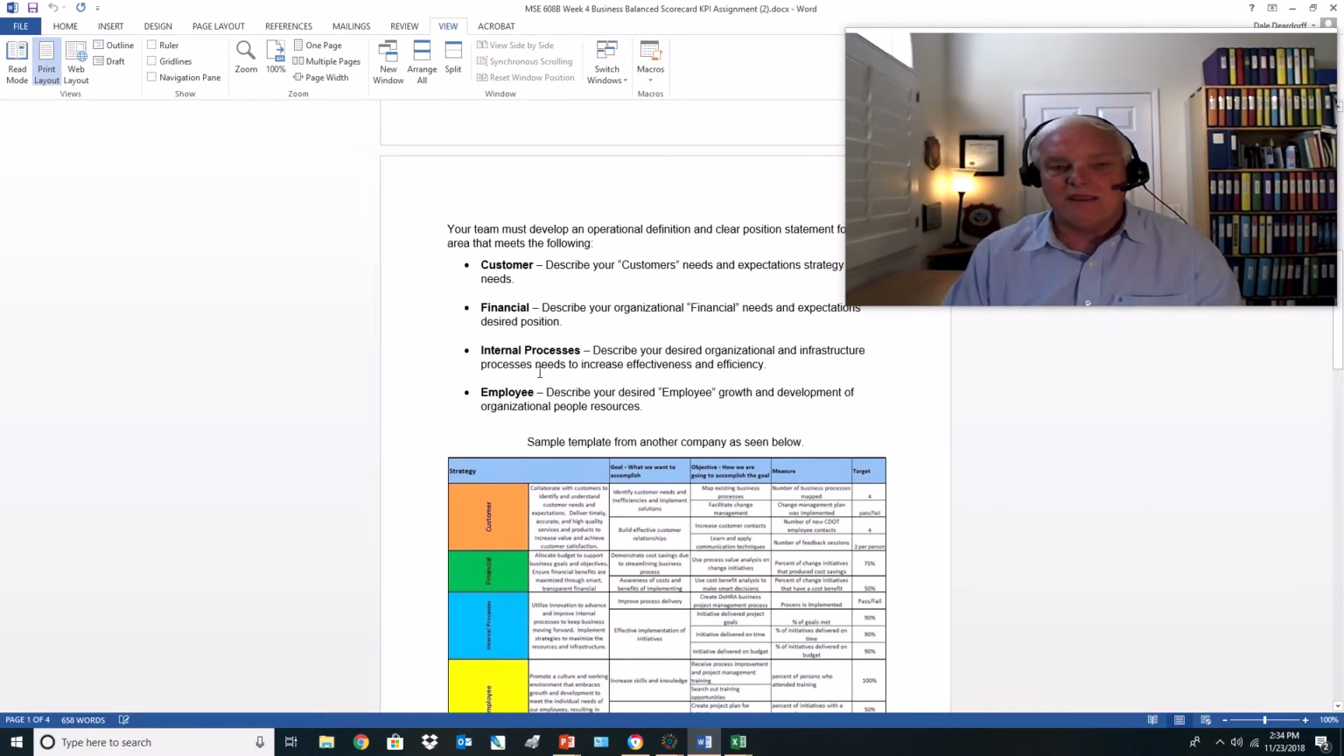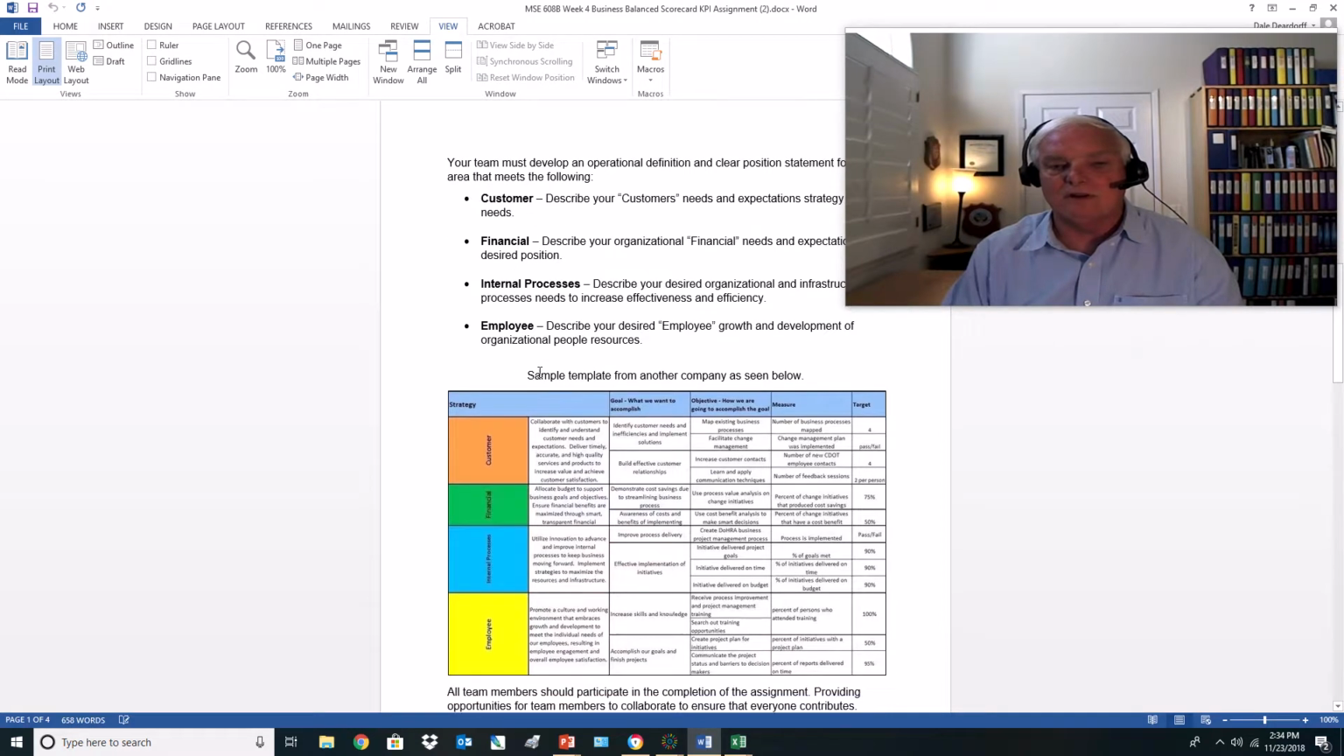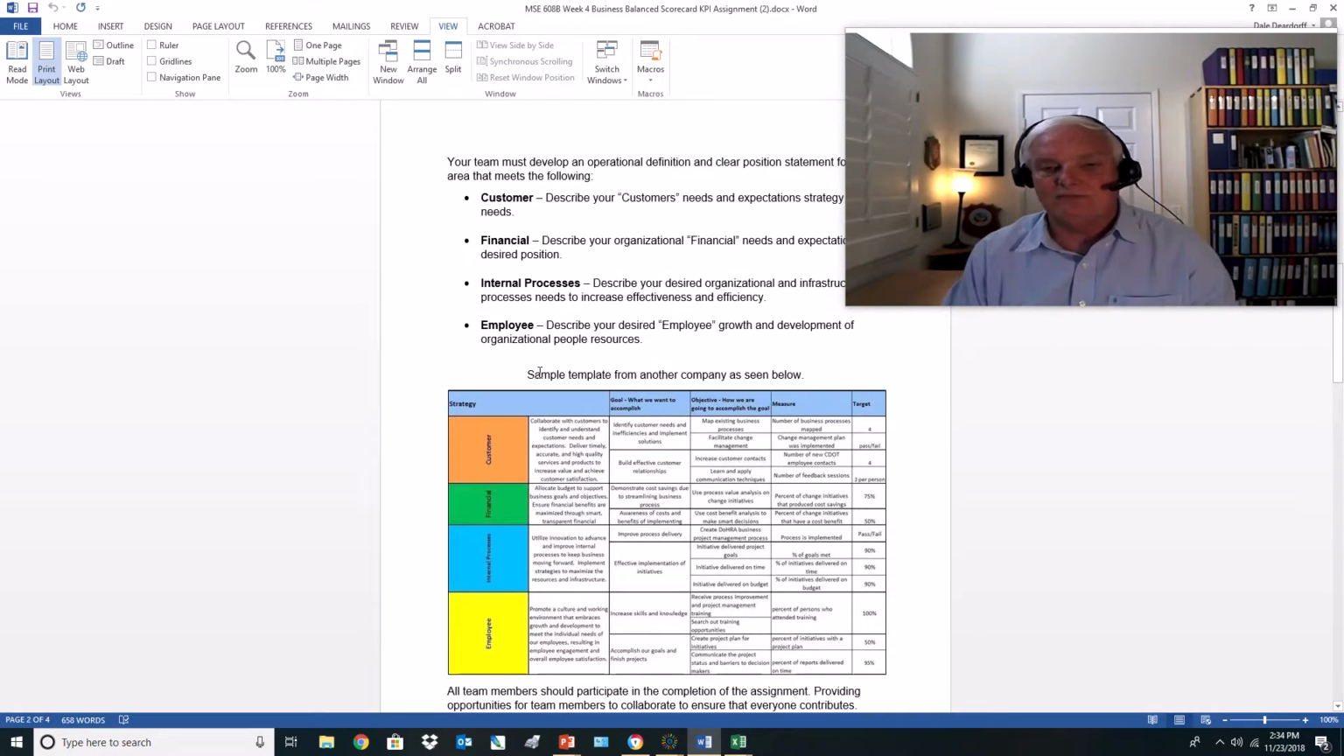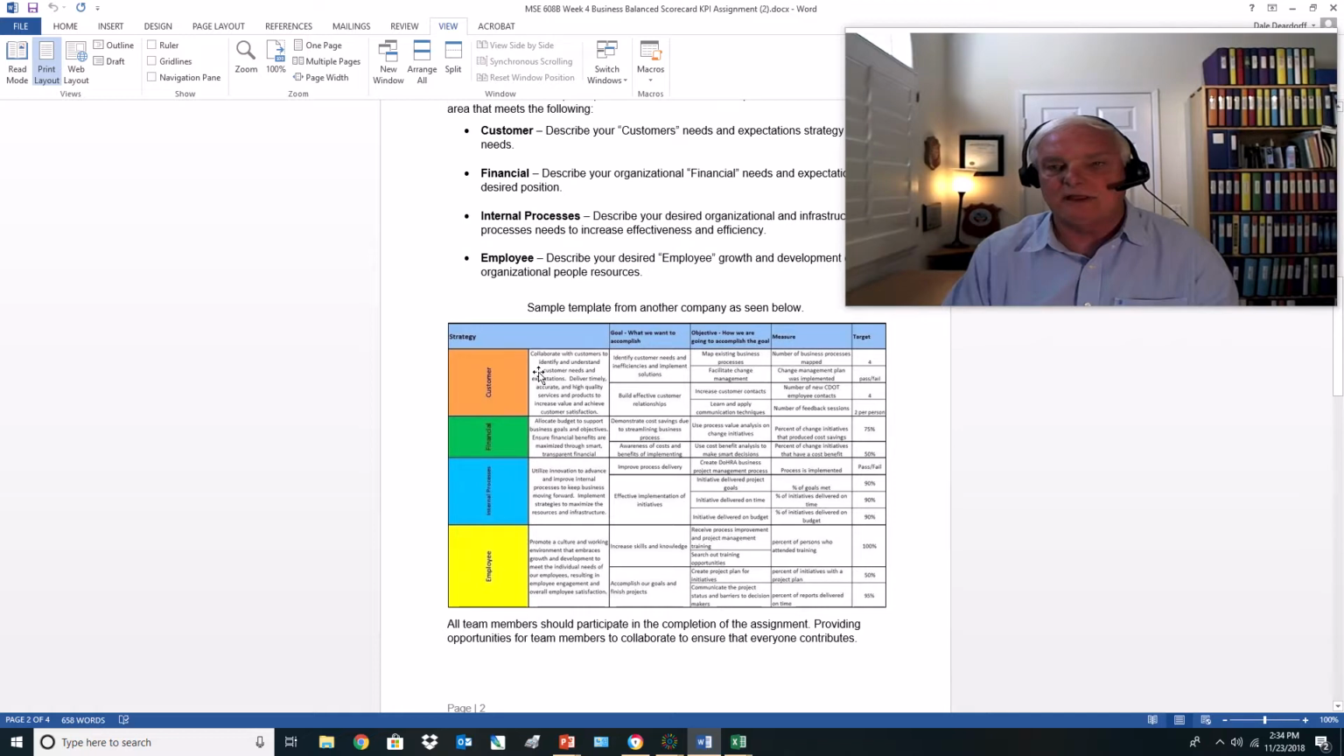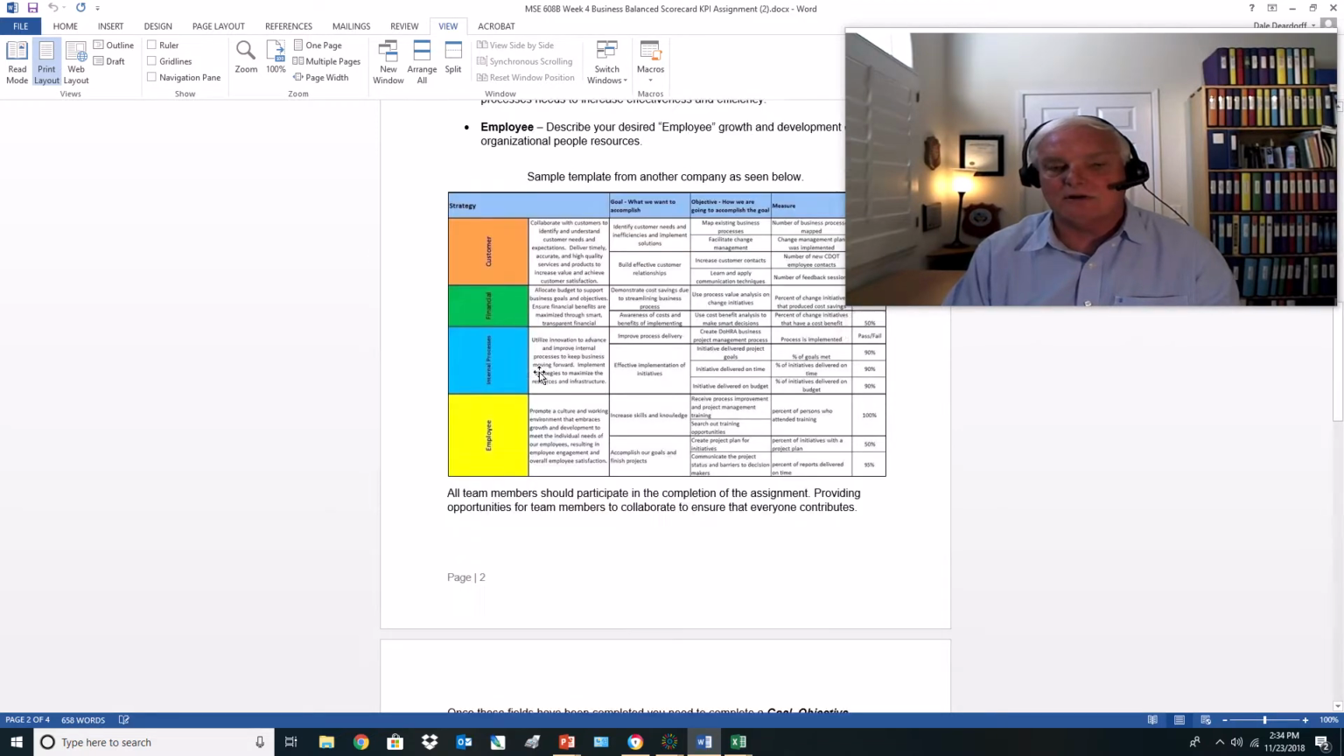We're going to go into more instructions in a little bit, but I want to give you the ability to see that we're going to move into a sample. So here's a sample of what one would look like. Here's a sample template of a business balance scorecard.